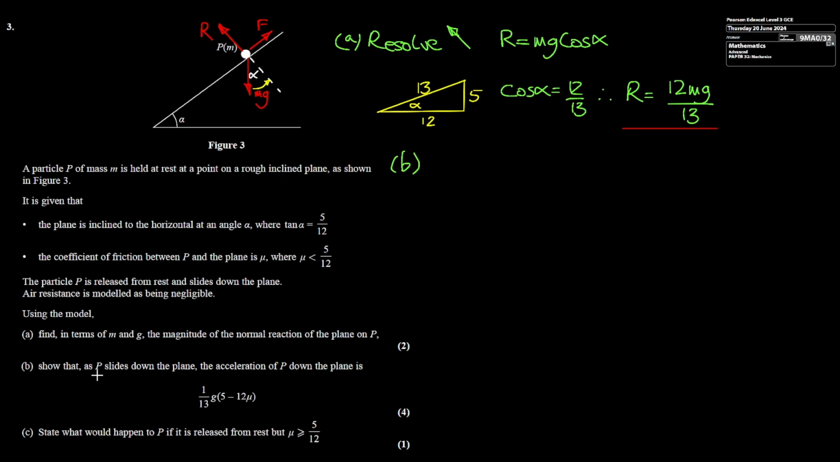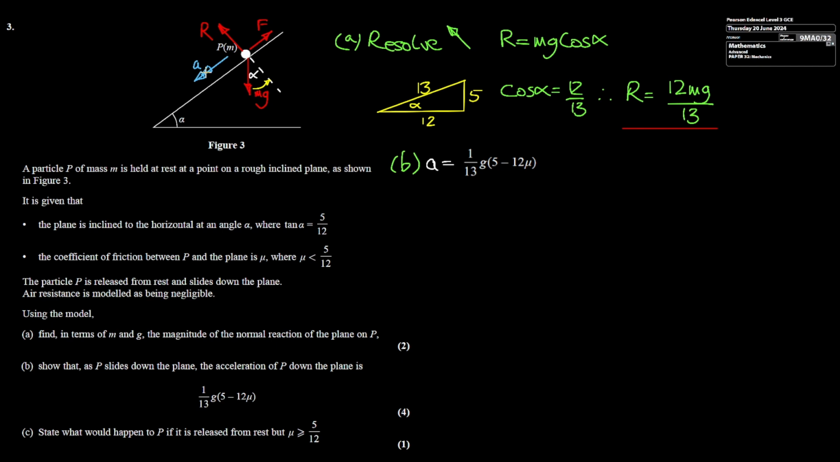And part B, we've got to show that as P slides down the plane, the acceleration of P down the plane is equal to this. So at least we know what we've got to aim at. To form an equation of the acceleration down the plane, we have to apply F equals ma. I tend to apply F equals ma in the direction of the acceleration, which is down the plane, so it's parallel to the plane. So I'm resolving parallel to the plane.